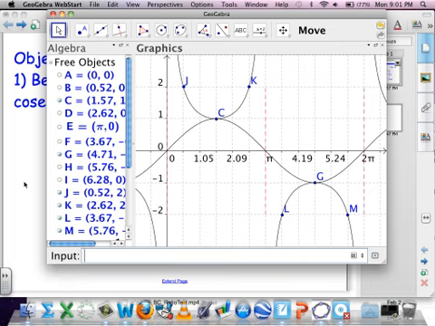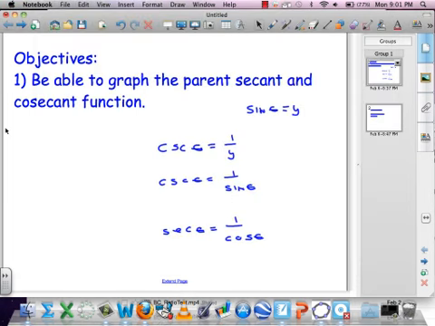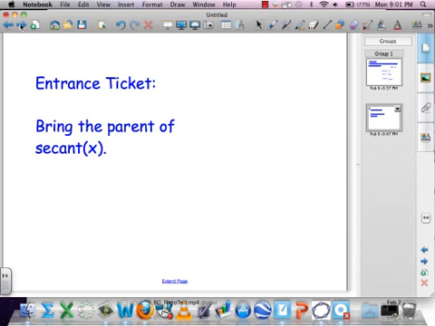Okay, and that will end the graphing portion of the trig unit. And we'll have our graphic extravaganza coming up pretty soon. All right, so for your entrance ticket, still email me 2 questions, and graph the parent function for secant x. See you soon.